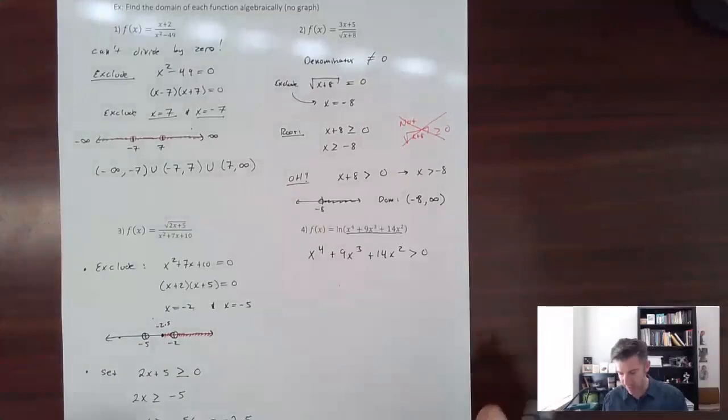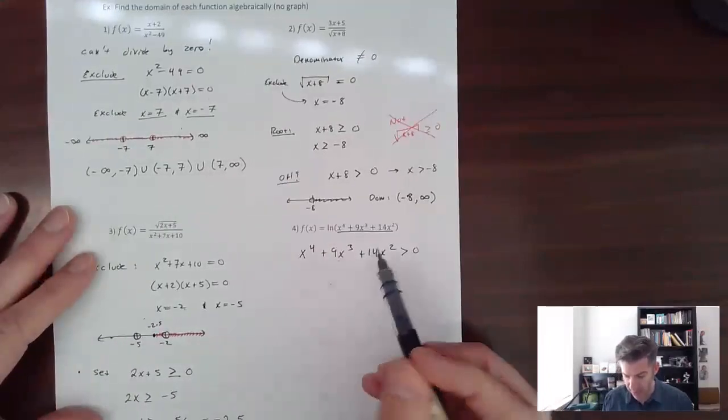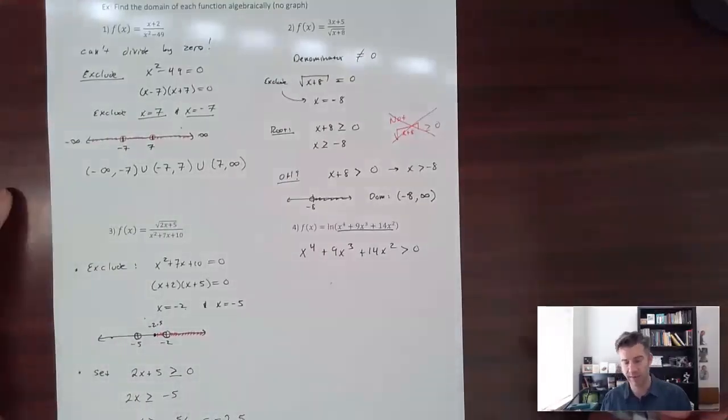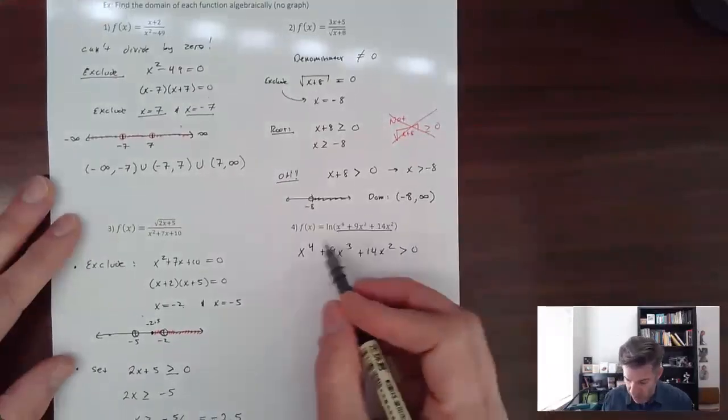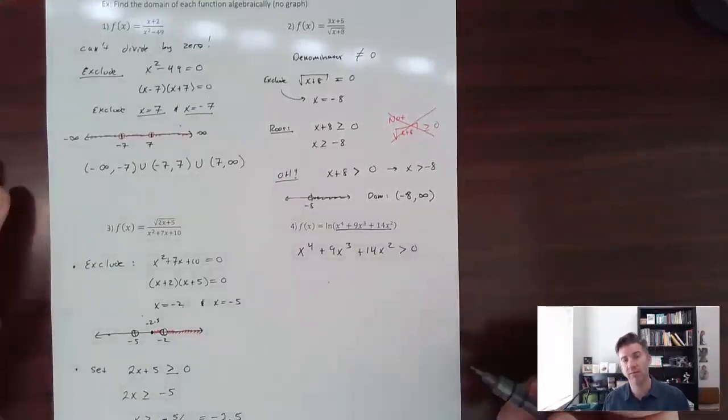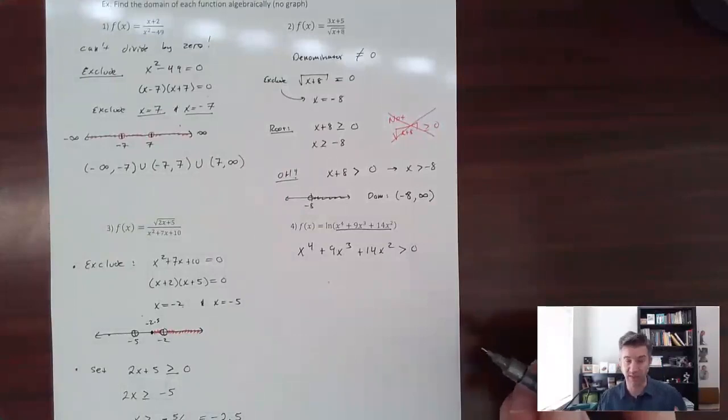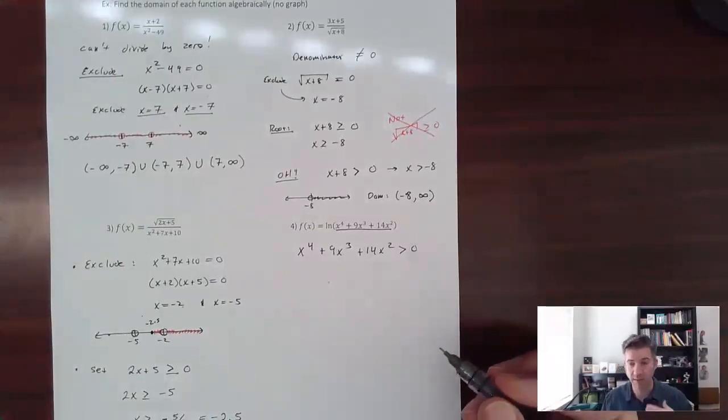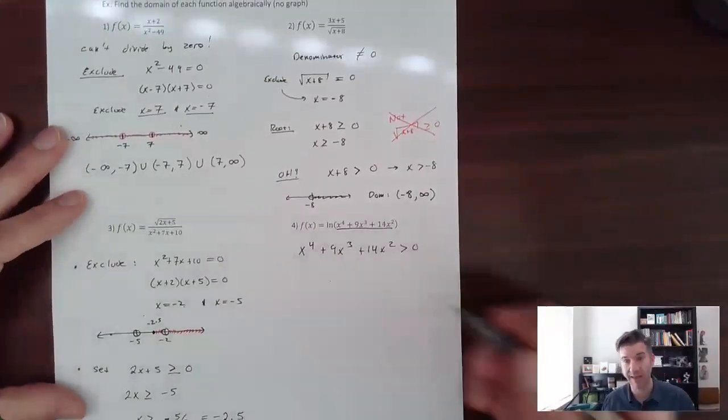Now, the nice thing about this is x to the fourth plus 9x cubed plus 14x squared is kind of like a polynomial. In fact, it is a polynomial. So if I'm trying to see where this is greater than 0, I'm just trying to see where the function is above the x-axis. So I think about the graph of it. I'm not going to graph it, but I'm going to treat it the same sort of way. So I'm going to factor because I'm going to find the x-intercepts.